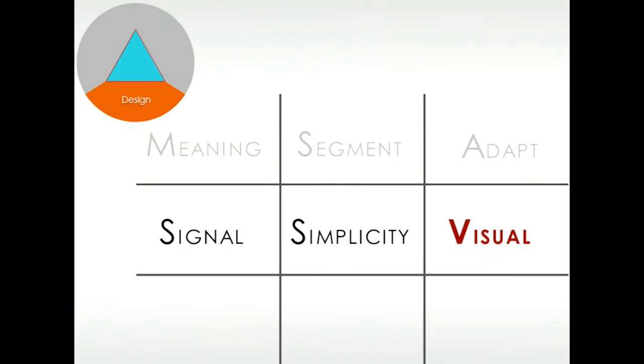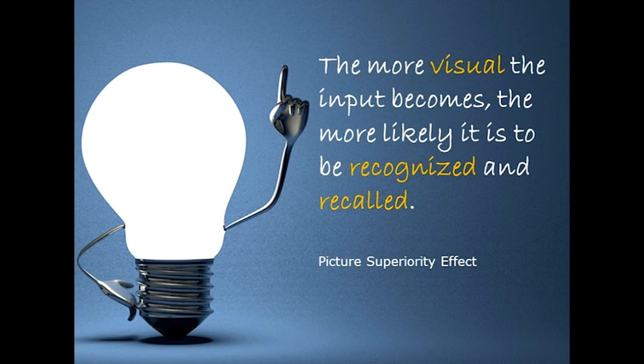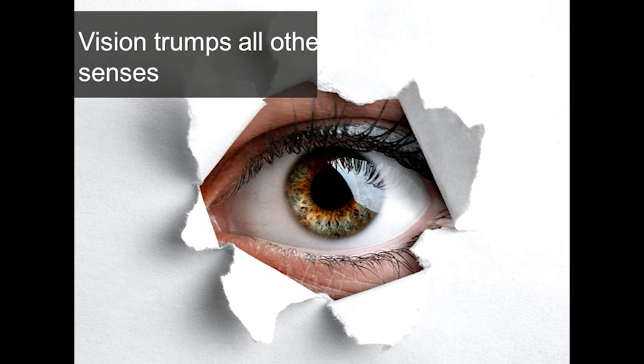Third point within design is about being visual. So, brain rule, the picture superiority effect. The more visual input becomes, the more likely it is to be recognised and recalled. Vision is our dominant sense. It trumps all other senses. We are primarily visual thinkers. In part because reading's actually quite inefficient for us. When we read, we have to look at each of the characters. We see each of the characters as a little picture, and we have to interpret them all and then put it all together. Whereas we see an image, we can immediately get meaning from the image. So vision is definitely our dominant sense.